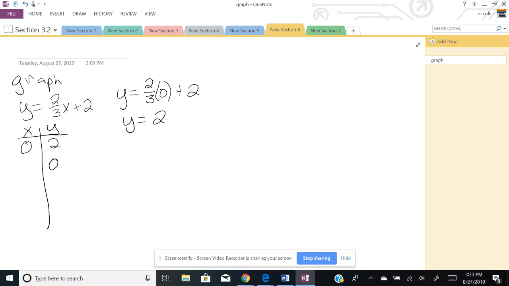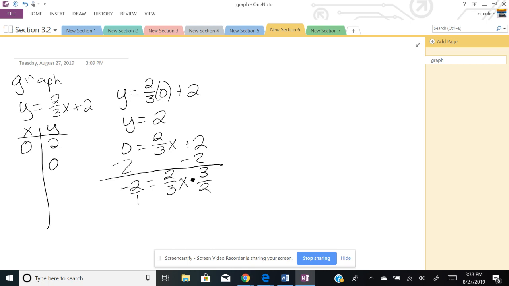So let's go ahead and do that. So 0 is equal to 2/3 x plus 2. Subtract 2, subtract 2. So -2 is equal to 2/3 x. Okay, that's a fraction there in front of the x. And so I'm going to multiply by the reciprocal, which is 3/2. I'm going to come over and make this a fraction and make this 3/2. Okay, the 2's cancel, leaving you -3/1, or just -3 is equal to x.